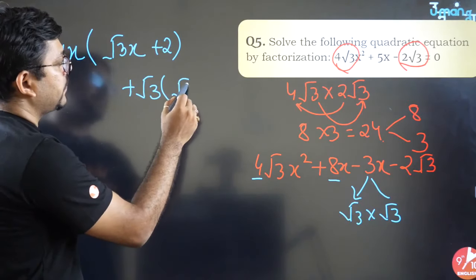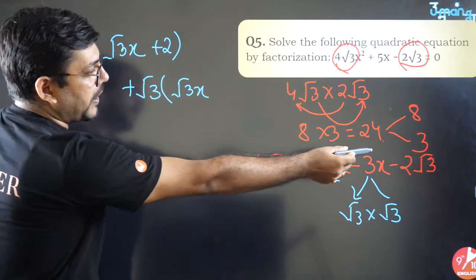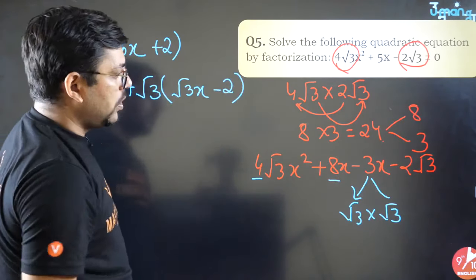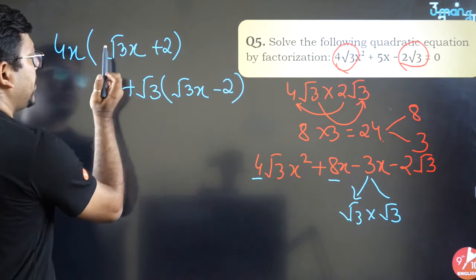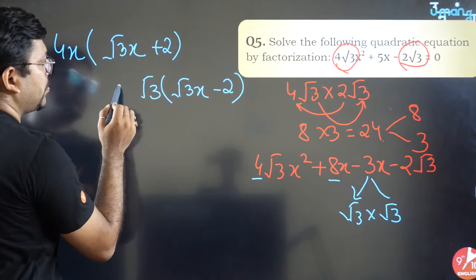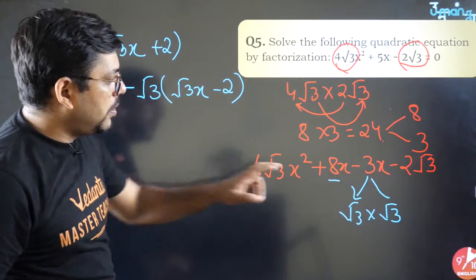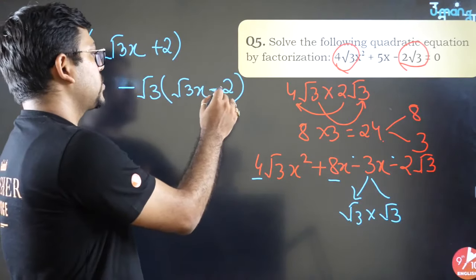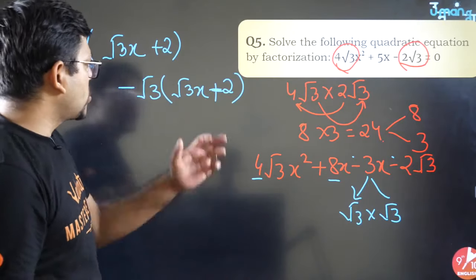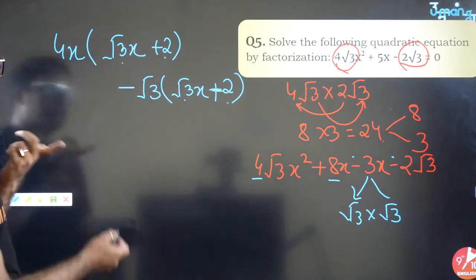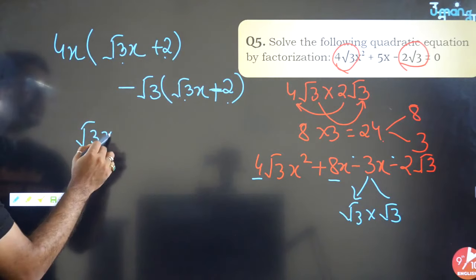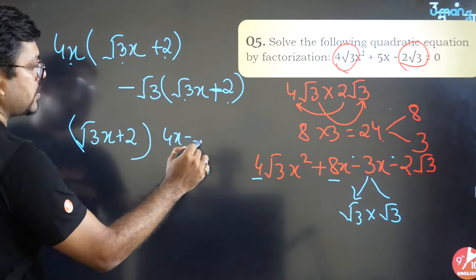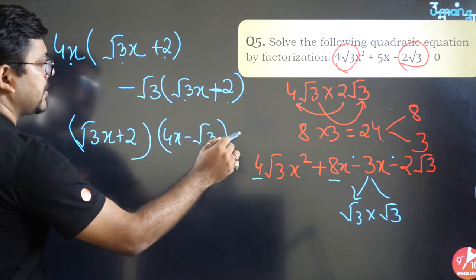Root 3x. And then from there, you have taken root 3, so you have remaining minus 2. Wait a second, sorry. You have to take a minus root 3 common, because both ways you are having minus sign. So you'll have plus 2 as remaining. So once you have got this and this, take out the common thing. So root 3x plus 2, what is remaining? 4x minus root 3. 4x minus root 3, and that makes it equal to 0.